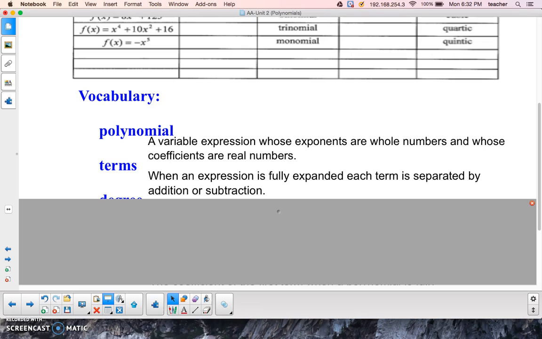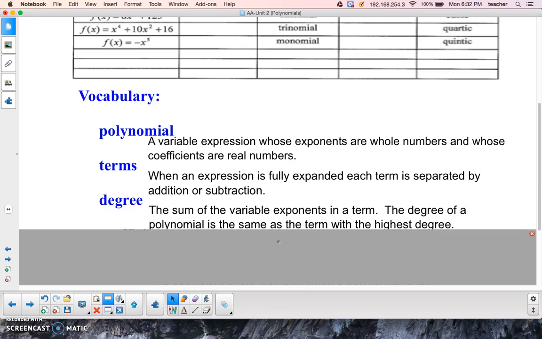Terms. When an expression is fully expanded, each term is separated by addition or subtraction. Remember that you have to expand the expression first. If there's anything to distribute, if there are like terms to combine, before you can tell me how many terms a polynomial has, you have to simplify or expand the expression completely.